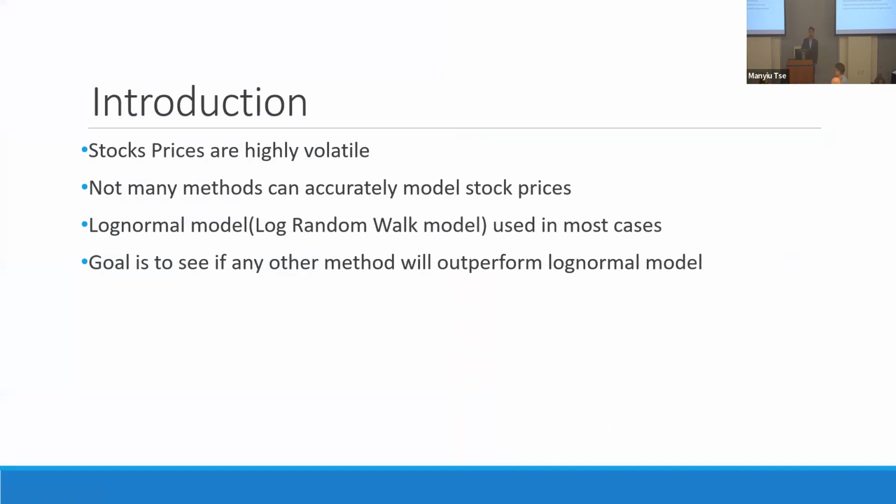So let me first start by saying stock prices are highly volatile, and there are not many methods out there that can model stock prices. The closest thing we have to a model that can accurately model stock prices is called a log normal model, which is also called a log random walk model, and that is used by most financial theories. Our goal of this experiment is to see if we can have any better method that will outperform the log normal model in case of stock prices.